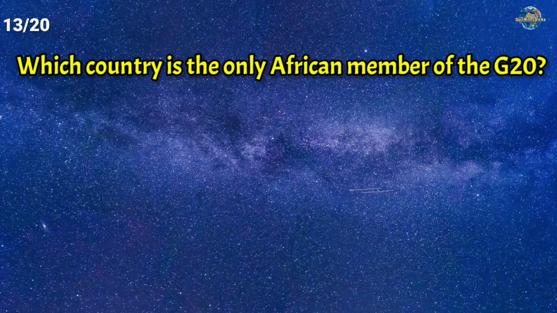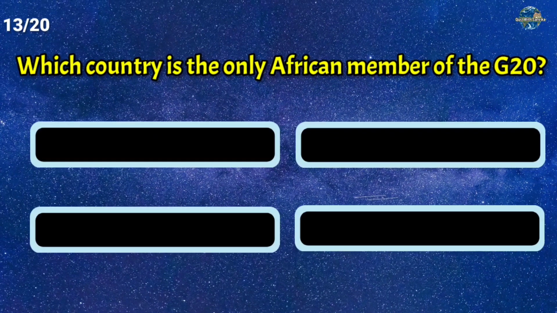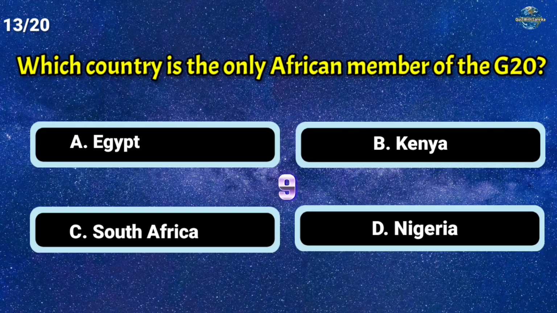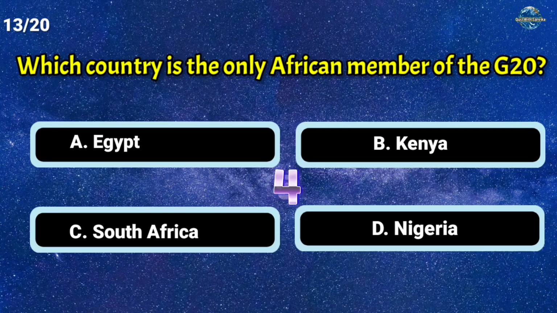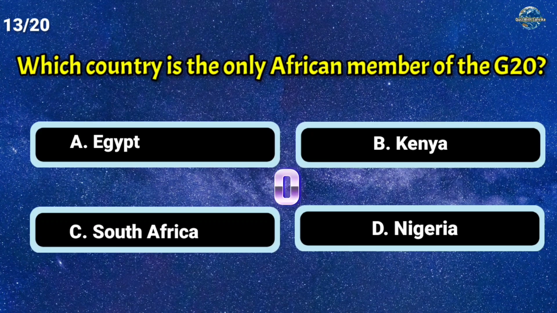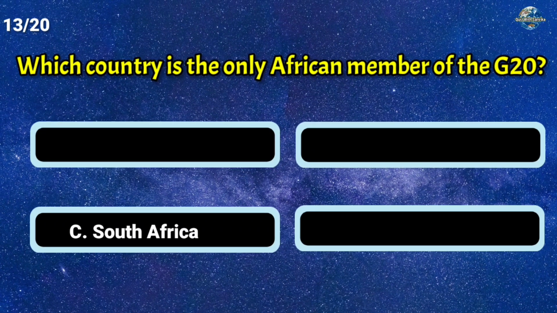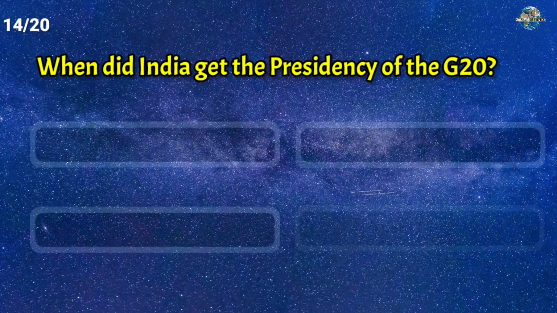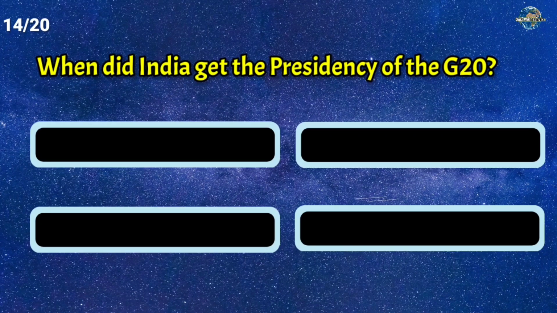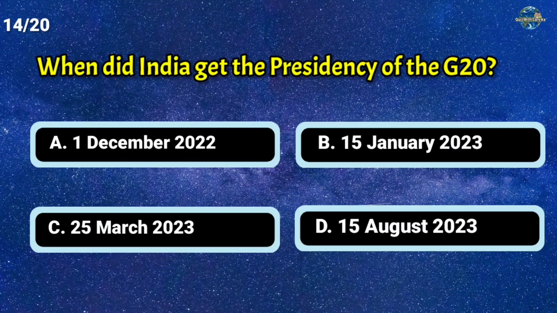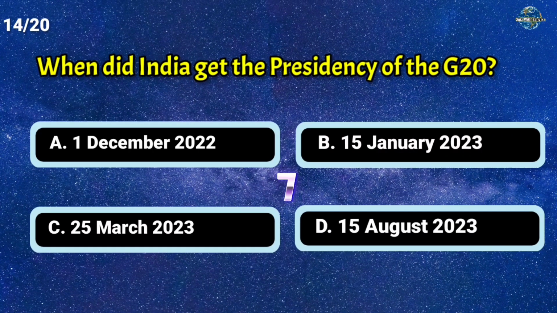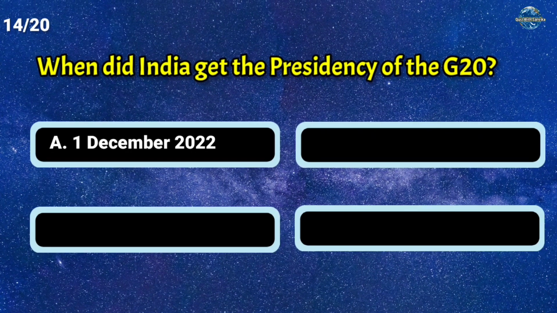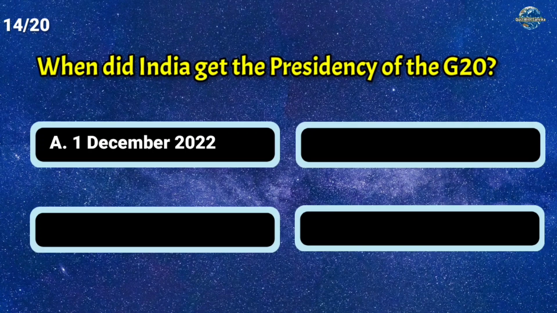Which country is the only African member of G20? Answer is C, South Africa. When did India get the presidency of the G20? Answer is A, 1st December 2022.